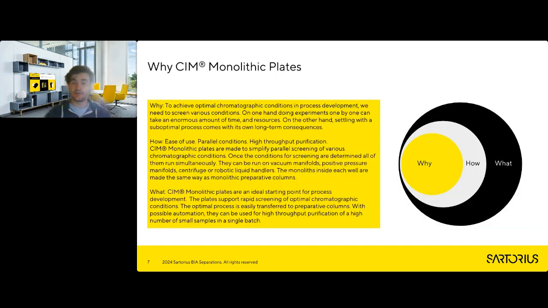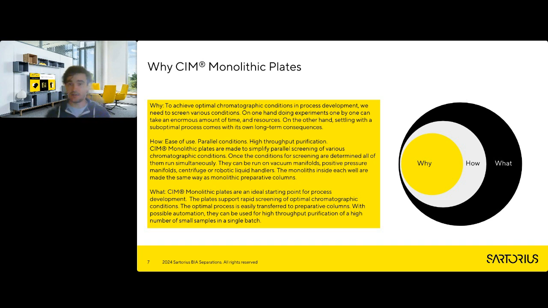We coupled our unique monolith technology with the plate format because we are a column manufacturer and we develop processes for ourselves and for our clients on various target molecules. We have found that we always need to balance between an optimal process, where we spend a lot of resources and time, or a suboptimal process where we lose less time, but which can bring its own long-term consequences.